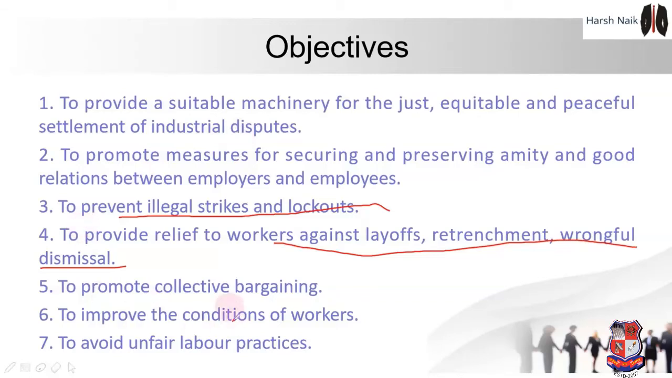Then to promote collective bargaining: from both sides, some kind of compensation or bargaining should be there. Then to improve the conditions of the workers where they are working in industry, they should be in good condition. And then last is to avoid unfair labor practices, means if something wrong is happening to workers, then it may be considered, and this act covers all those aspects, right? That is called the Industrial Disputes Act's objectives, right?